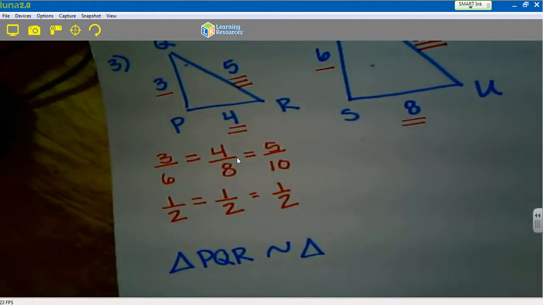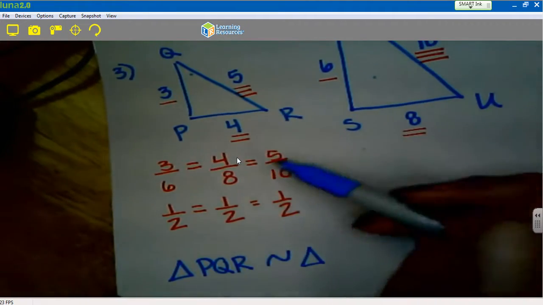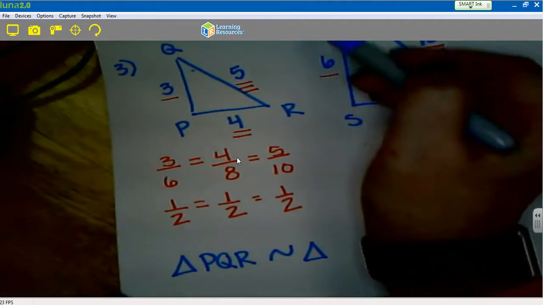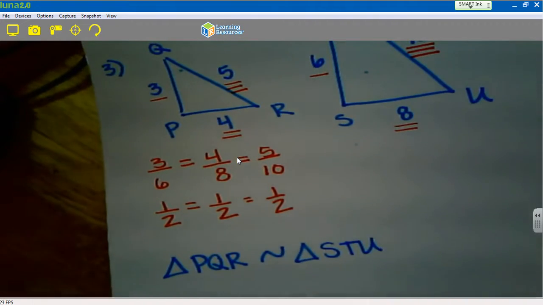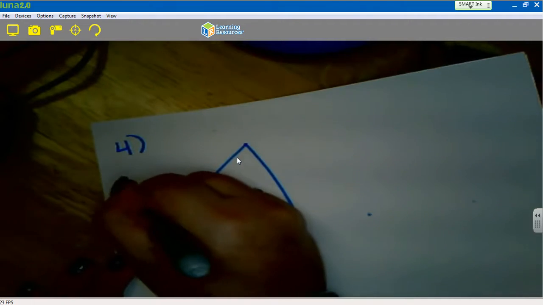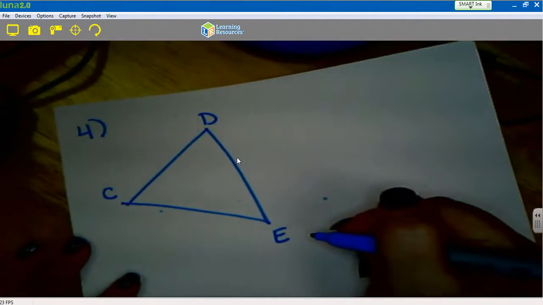is similar to triangle. Okay, so let's see, what did we do here? P to Q to R. So I went along the short side and then along the long side. Short to long, so STU. Okay, number 4. Triangle CDE.